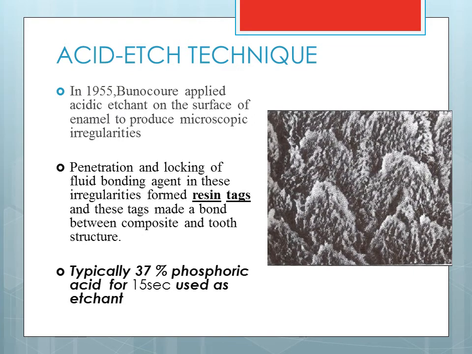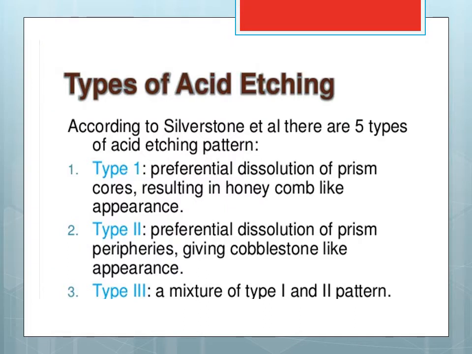We'll also look at the steps or technique of acid etching. It is very important, and in your practical sessions, you will also get a demonstration of that. There are basically 5 to 6 different types of acid etching patterns. I'm sure you must have done this in your first year BDS in oral biology. But we'll just go briefly over the three types.